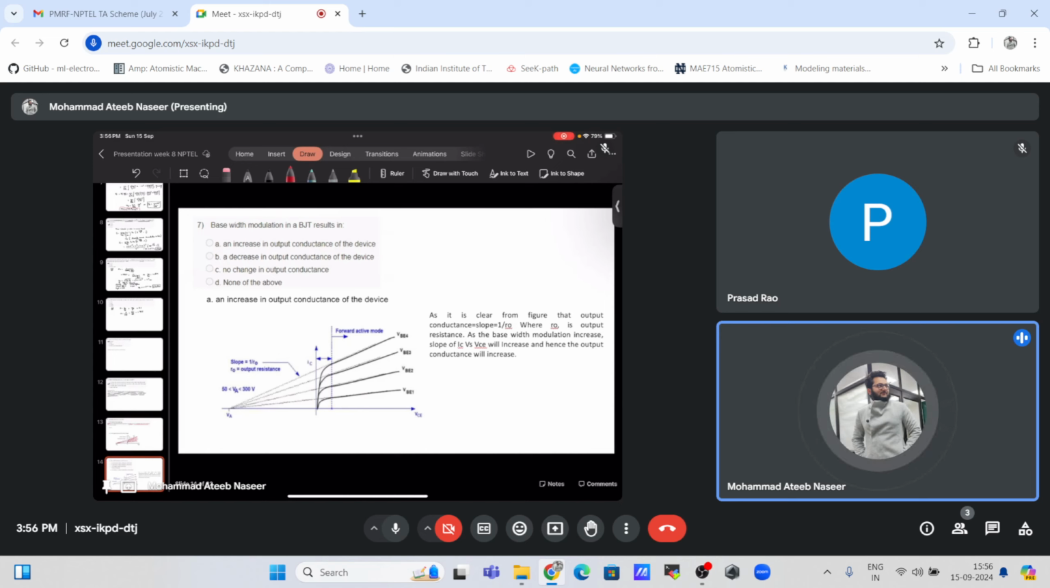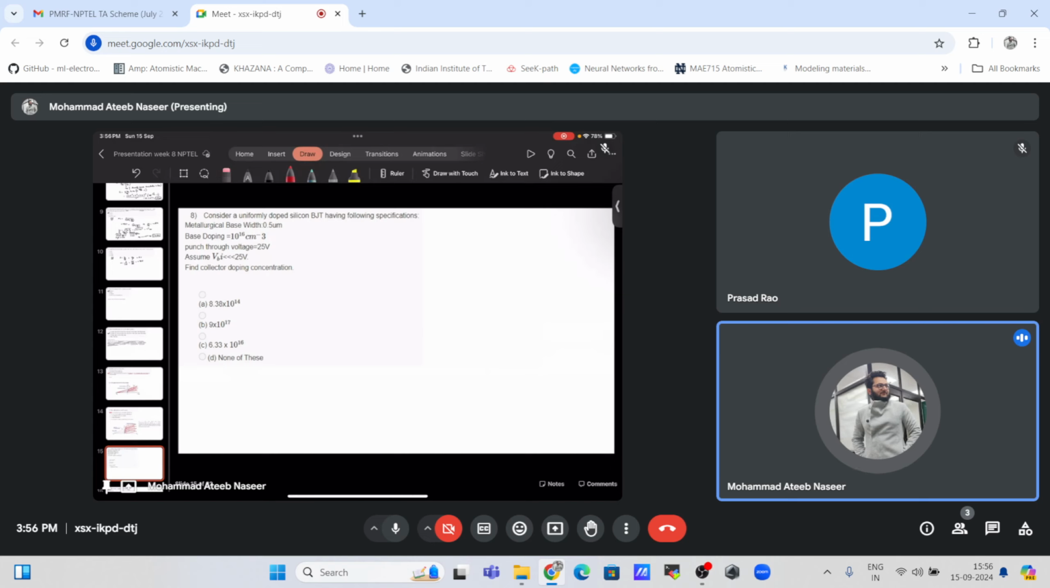Now the base width modulation, what we saw previously, it results in an increment in the output conductance of the device, as is evident from these figures. For different VBE we will be having these slopes. The slope is simply the resistance R naught, and 1 by R naught is the slope for all these. R naught will be the output resistance associated with these. So as this base width modulation increases, we will be having this output conductance increment.